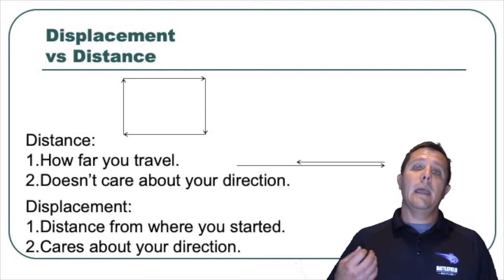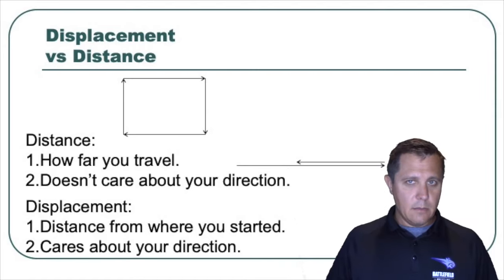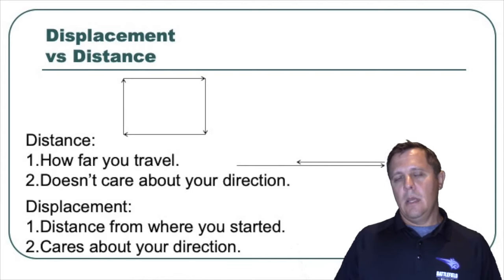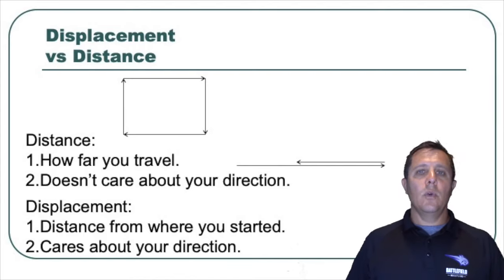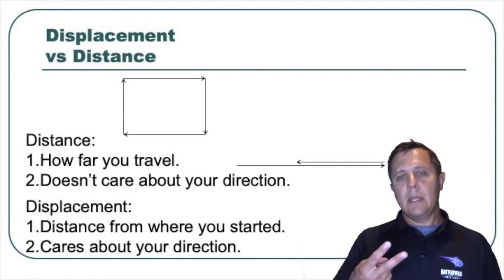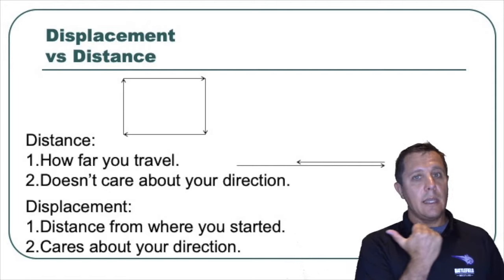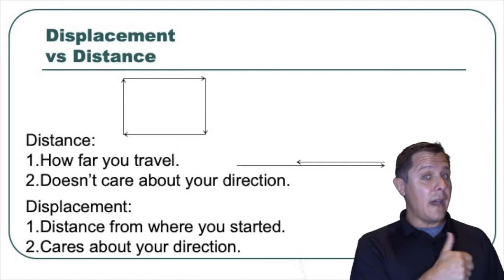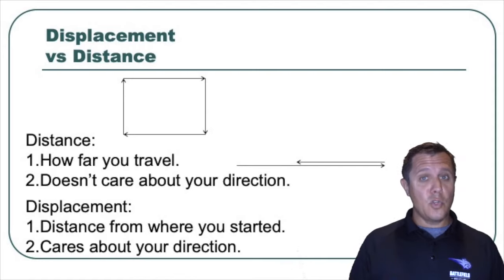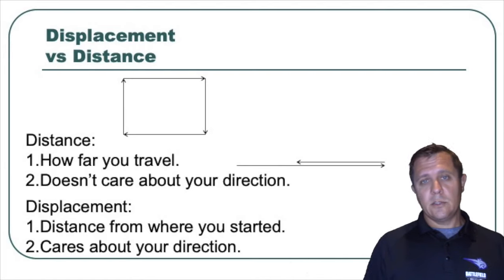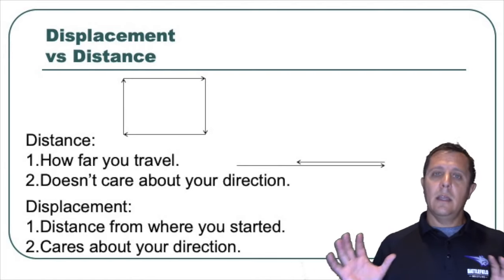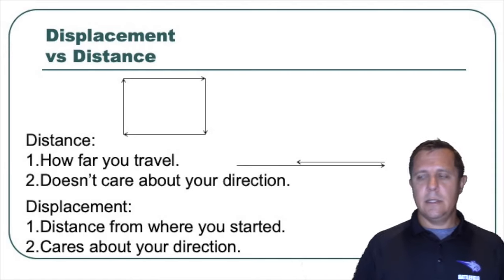Well, my distance would be 8 because it didn't care about the direction. My displacement would be 2 because if I went 5 in one direction, the opposite direction is basically negative. So 5 minus 3, I'm 2 away from where I started. All right, so there's another scenario I could ask to see if you know the difference between distance and displacement.